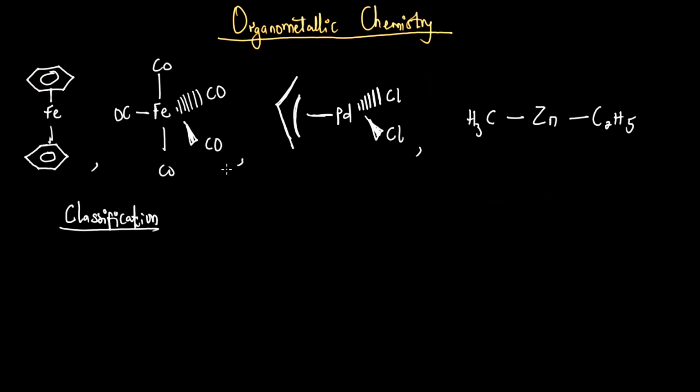Alright, so let's talk about organometallic chemistry. Organometallic chemistry is simply the chemistry of organic compounds and metallic compounds that are bonded together chemically. So they have the metal to carbon bond. It's important to note that.